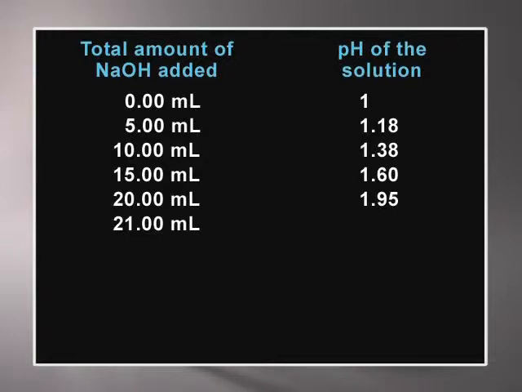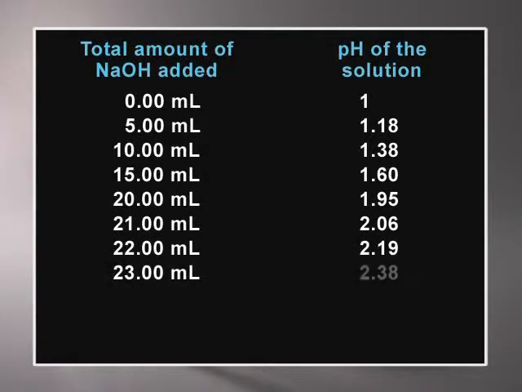This raises the pH from 1.95 to 2.06. Another milliliter of base raises the pH to 2.19. Yet another milliliter, and it's up to 2.38. Another milliliter, 24 in all, and now it's up to 2.69.